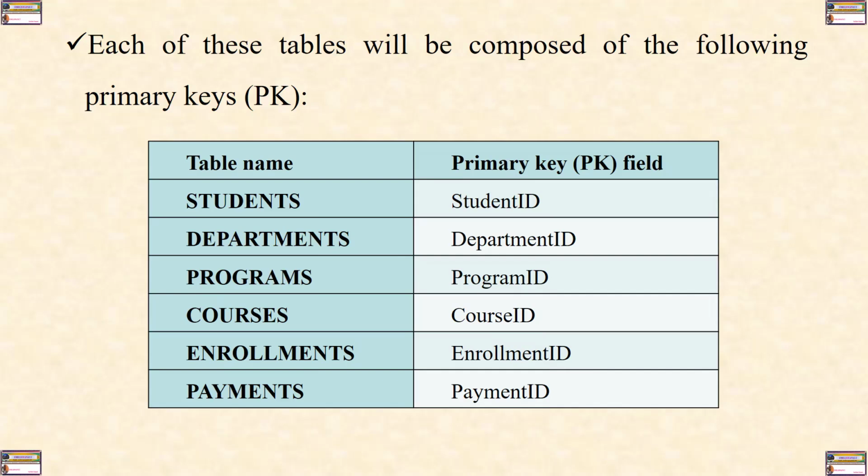So the students table will have the primary key, student ID. Departments table will have department ID. Programs table, program ID. Courses table, course ID. Enrollments table will have enrollment ID. Payments table will have the payment ID. And we have seen this very clearly and why it is important.